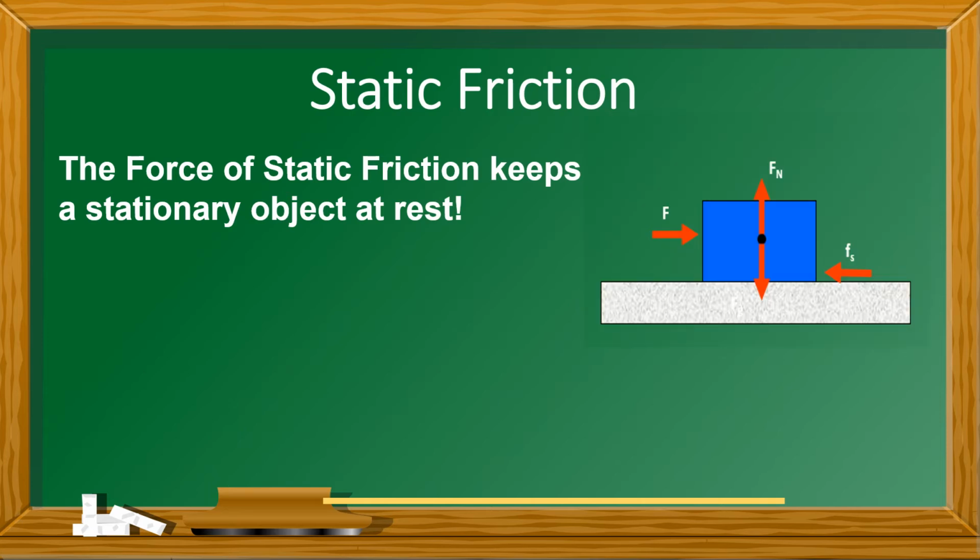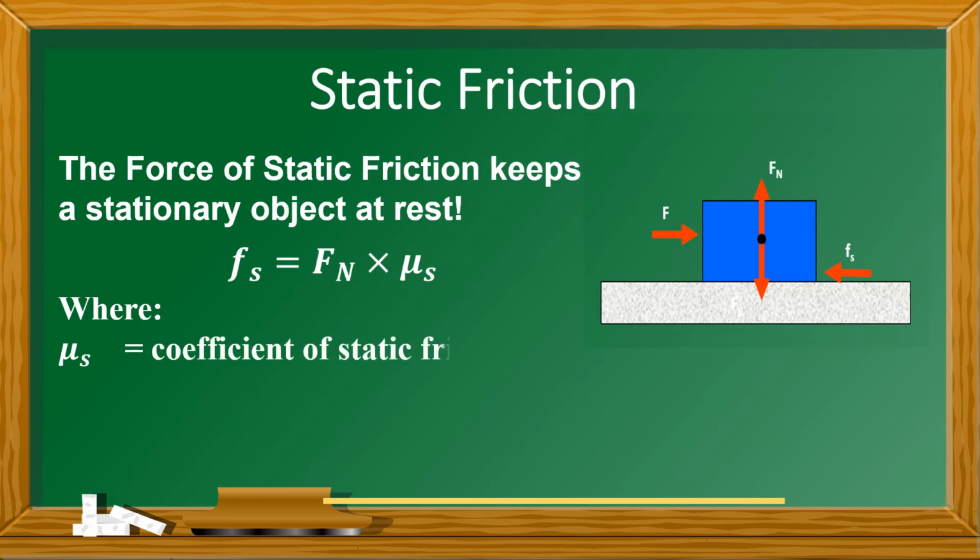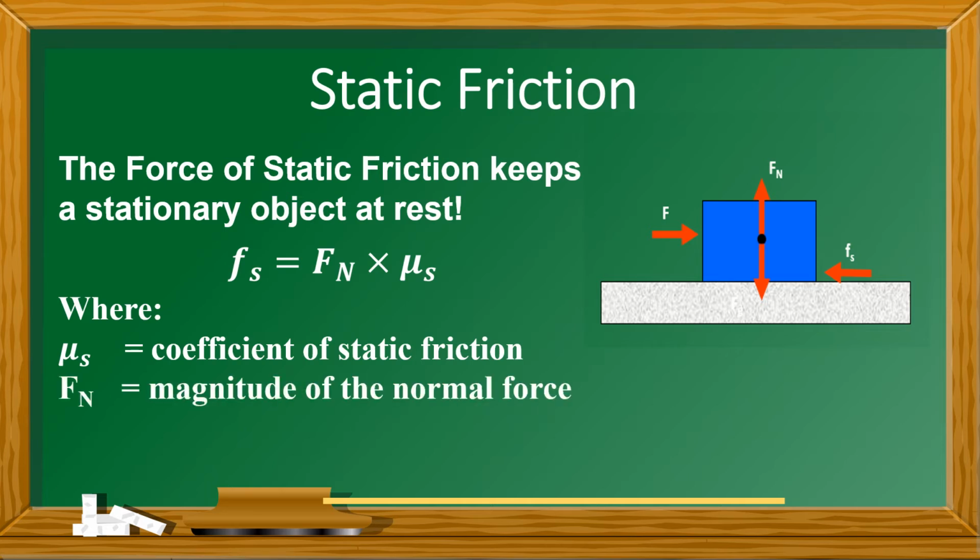The maximum value of friction is found to be proportional to the perpendicular or normal force pressing the surfaces together. It has an equation of F sub s is equal to F sub n times mu s, where mu s is called the coefficient of stationary or static friction and is a property of the materials in contact with each other, while F sub n is the magnitude of the normal force.